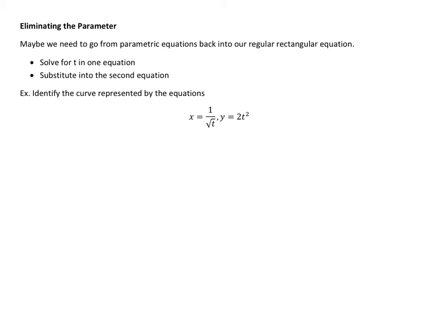Okay, when we have a parametric equation and we want to change it back to a rectangular equation, it's all substitution. Solve for t in one equation, substitute it into the second one. Typically, we want to end with a y equals equation. So we take our x component and solve for t, substitute that into the y component, and then we'll be set.